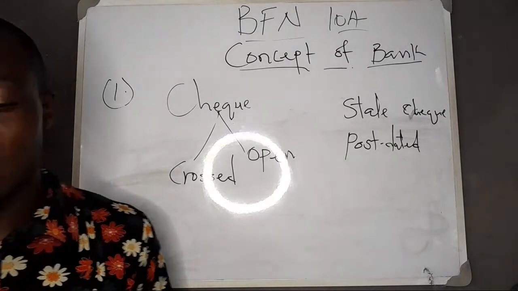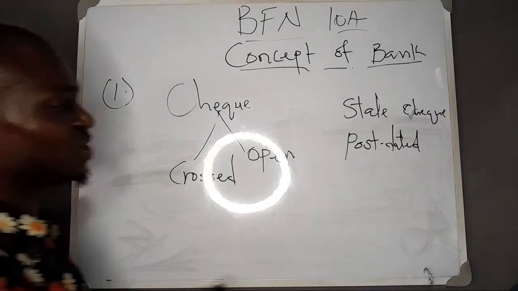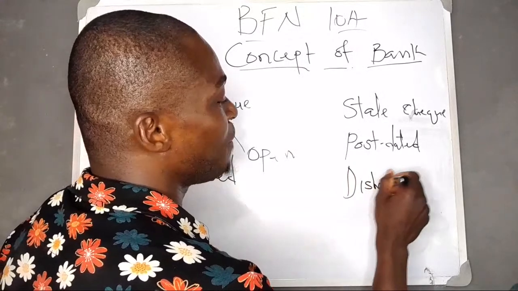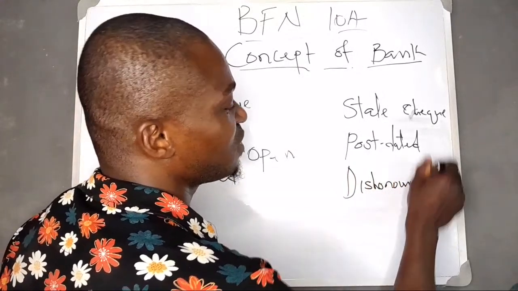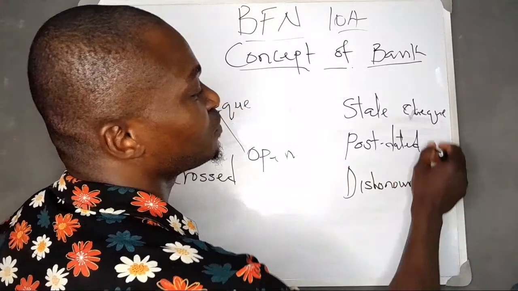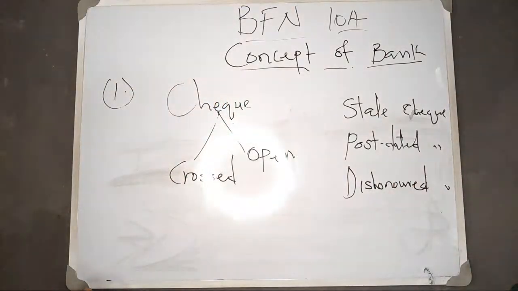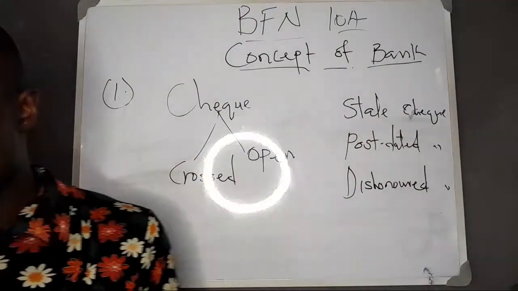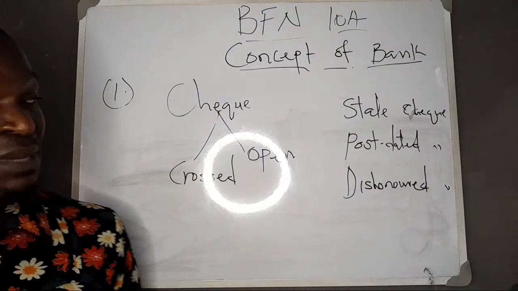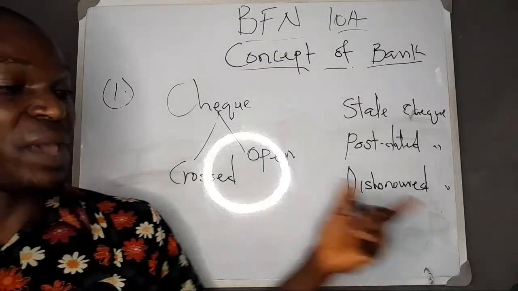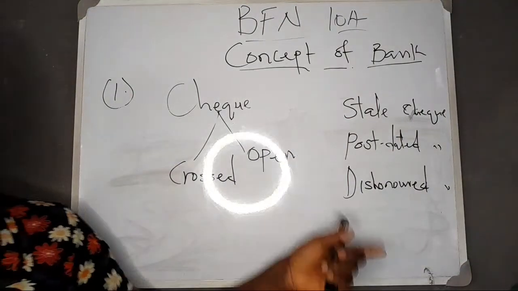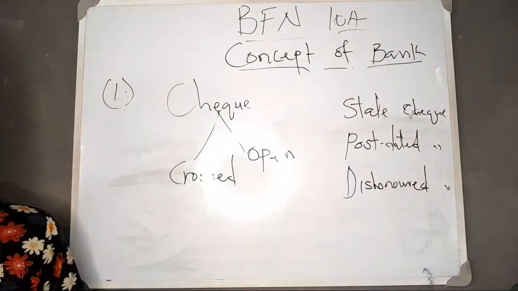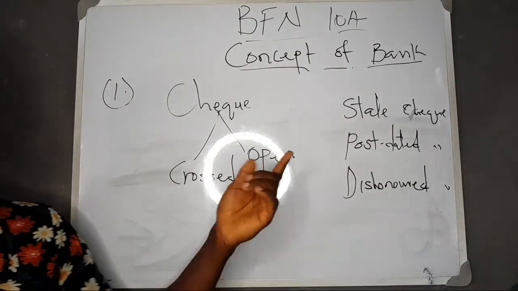And again, we have dishonored check, one of the terminologies. A dishonored or bounced check. We call it a bounced check. A dishonored check is a check that is not honored in the bank, which means the bank is refusing payment on this type of check. The bank is refusing to pay the payee the sum of money specified on the check.